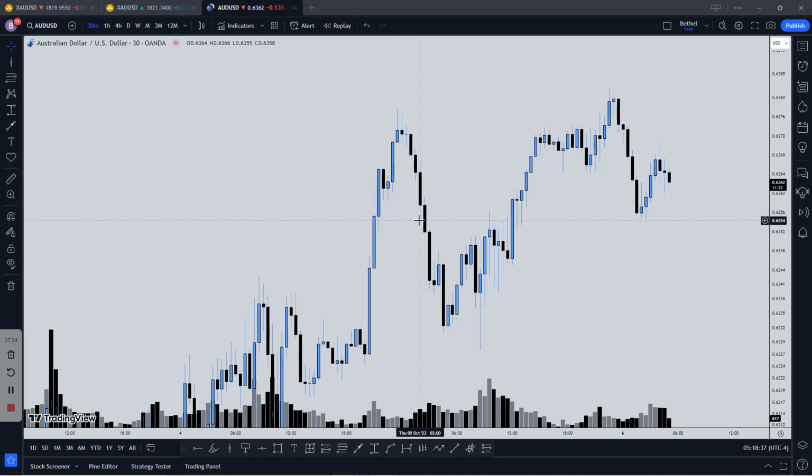Okay, at some point it went below and then closed. This one closed below the price, closed below the price, closed below the price, and then closed above the price.